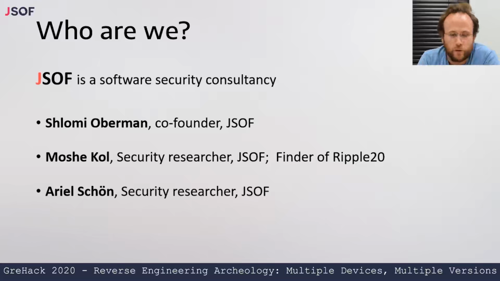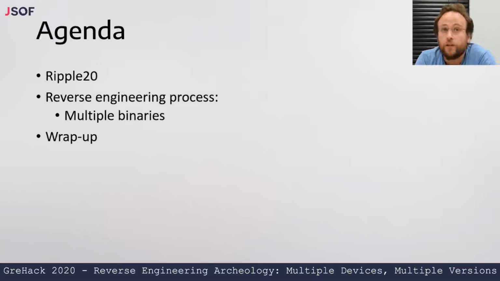What we'll be talking about today is a little bit of background about Ripple 20 for those of you who haven't heard about it, and some pointers on where to find more information. And then we'll go in depth into the reverse engineering process of Ripple 20 and talk about some of the different binaries that we had to reverse engineer in order to piece together a complex puzzle. We'll then wrap up with some of the conclusions that can be drawn from what we've seen about what vulnerabilities and reuse of code look like in the supply chain.